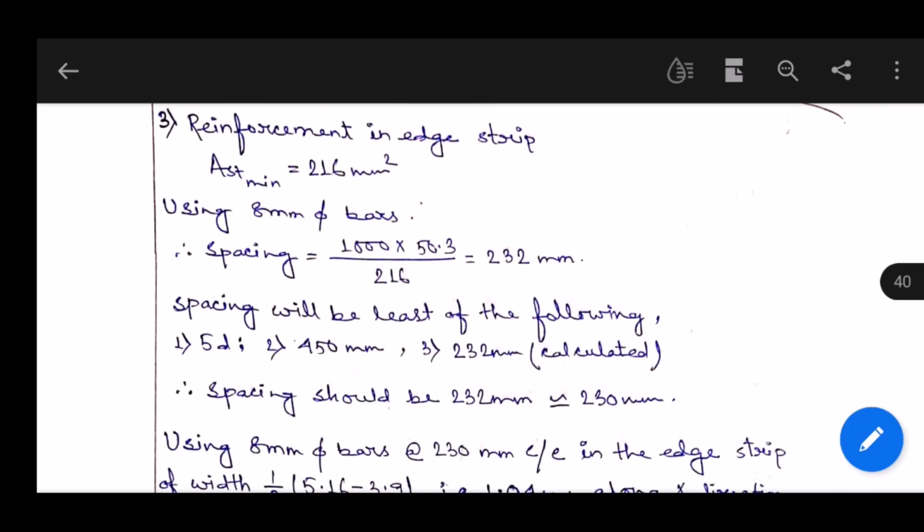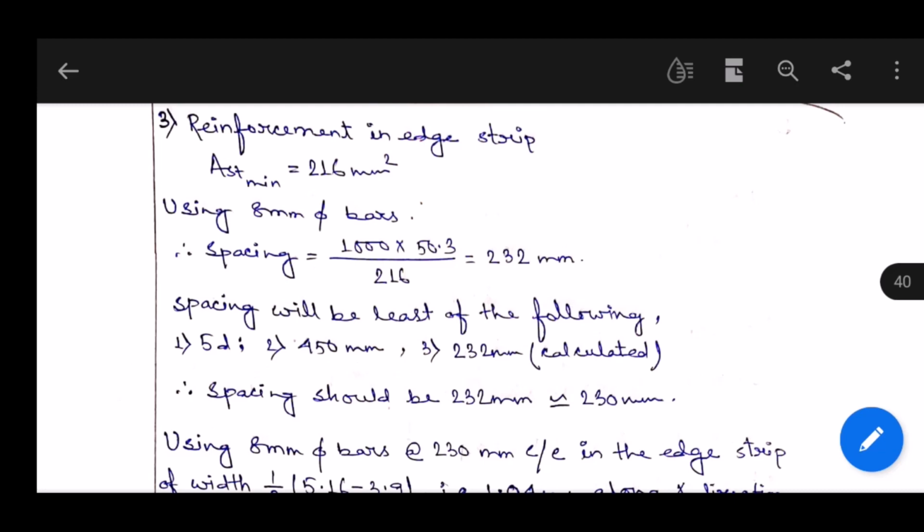So we have calculated earlier that AST minimum, area of steel minimum, is equal to 216 mm square. Now using 8 mm dia bars, the spacing will be 1000 into 50.3 by 216, that is equal to 232 mm. Now the spacing will be the least of the following: 5D, 450 mm and 232 mm, which is calculated. So spacing should be 232 mm, or we can use 230 mm.